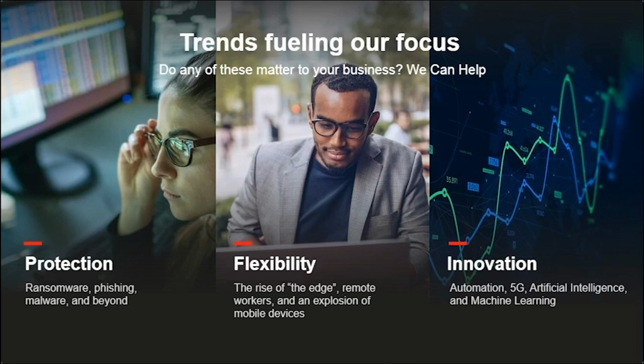And finally, it is the idea of innovation, where there are a variety of innovative technologies being developed that can change the way organizations secure their networks right now. There is a lot around automation, the availability of 5G networks and what that's going to mean for organizations, and being able to add the advances in AI and machine learning to help organizations drive better security decisions. So that's, at the highest level, the trends that are fueling us and why we want to provide solutions in the space for organizations.